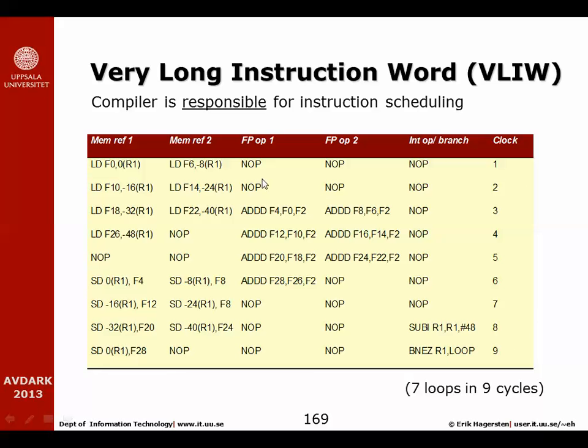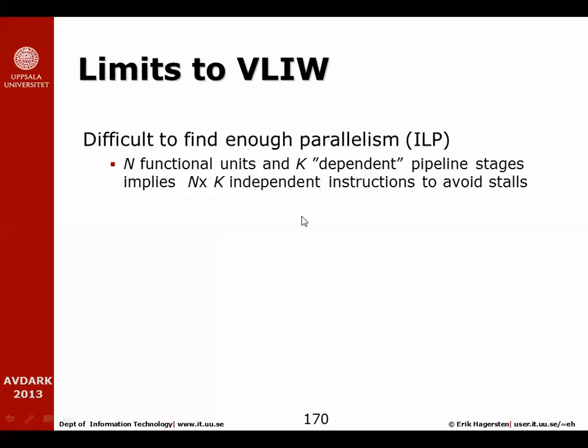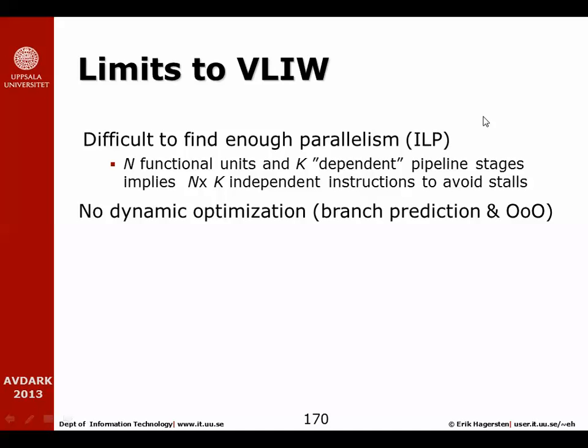However, there are some deficiencies. We can really see that with the compiler, even with this kind of unrolling, and that is one of the drawbacks of VLIW. It's really difficult to find enough instruction level parallelism. So if you have n functional units and you have k dependent pipeline stages, you really need to find n times k independent instructions to avoid the stalls. And you saw in the previous example that unrolling 7 times was not sufficient for doing that.